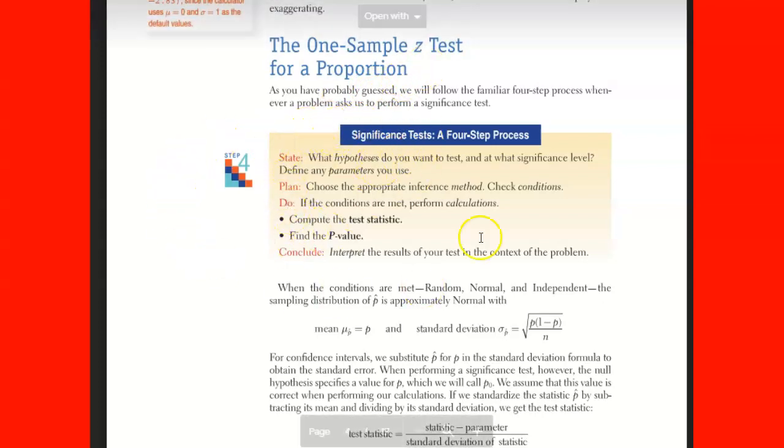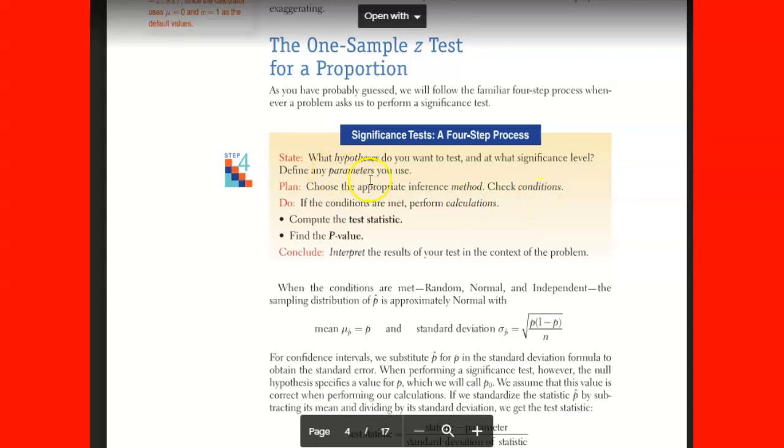So here's going to be the template for every one of these: State, plan, do, conclude. I will tell you right now that when you get to the test for Chapter 9, you're going to have to do one proportion test, and you're going to have a state, plan, do, conclude. You will also have one mean test, but we'll talk about that in section 9.3. State: what are the hypotheses, and at what significance level? Where is that alpha, the line where I say if the p is lower than this, I'm going to reject or not? And then what parameters are you using?